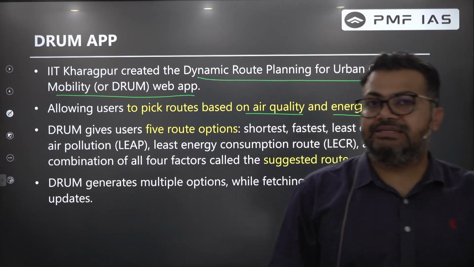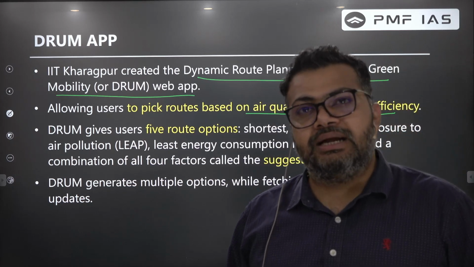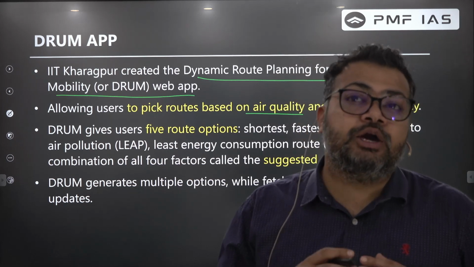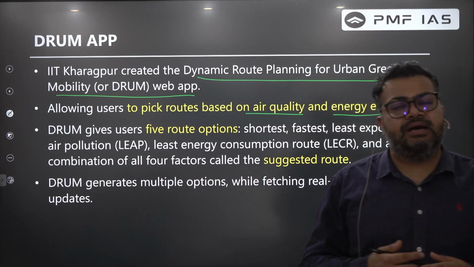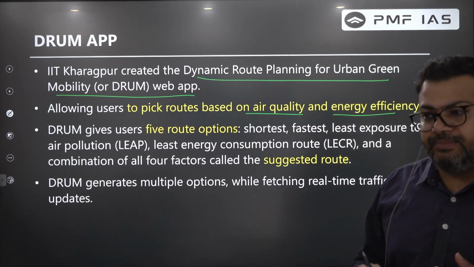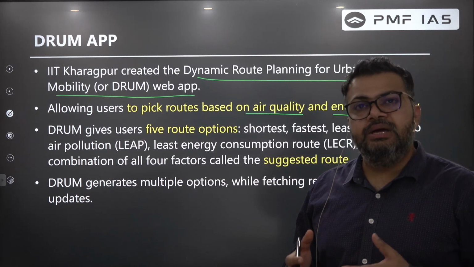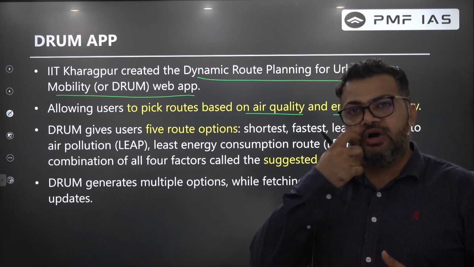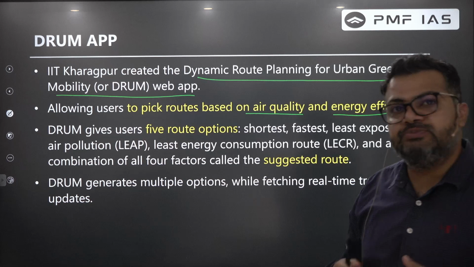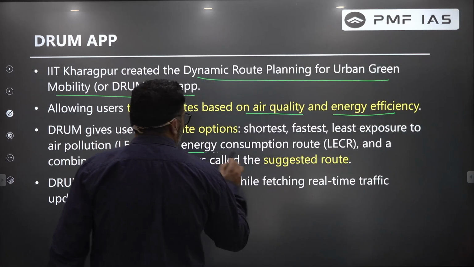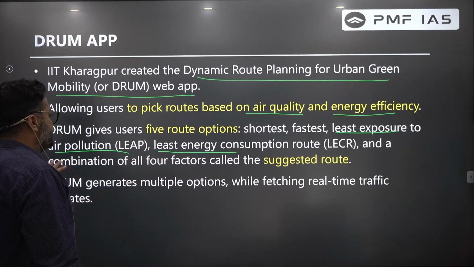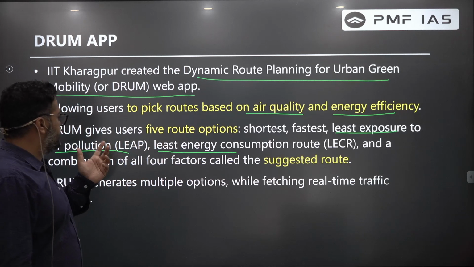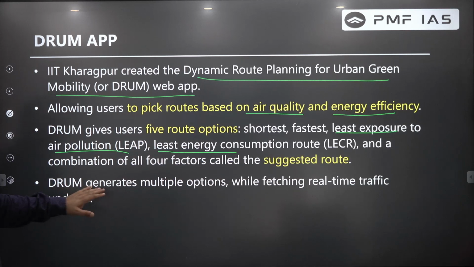The pilot project has been designed to be implemented in the city of Delhi, but you can understand it is something that can be implemented across the country, because you know that out of the 20 most polluted cities, somewhere around 18 to 19 are Indian cities. So imagine using the DRUM app can help in giving you the best possible route if you are walking or driving in a city. Best possible in terms of the least energy consumption and the least exposure to air pollutants. So these are the parameters that are used here. The DRUM app generates multiple options while fetching real-time traffic updates as well.